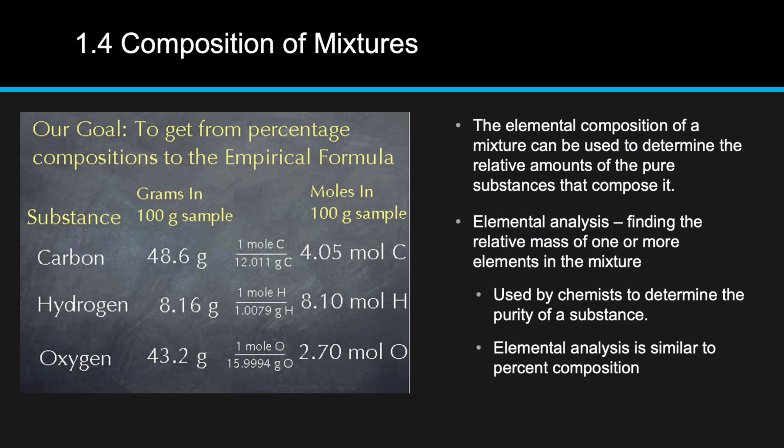The elemental composition of a mixture can be used to determine the relative amounts of the pure substances that compose it. When we're talking about elemental analysis, what we're doing is finding the relative mass of one or more of the elements in the mixture, and then we can use stoichiometry and the other information we're given to actually solve for the analysis of that element.